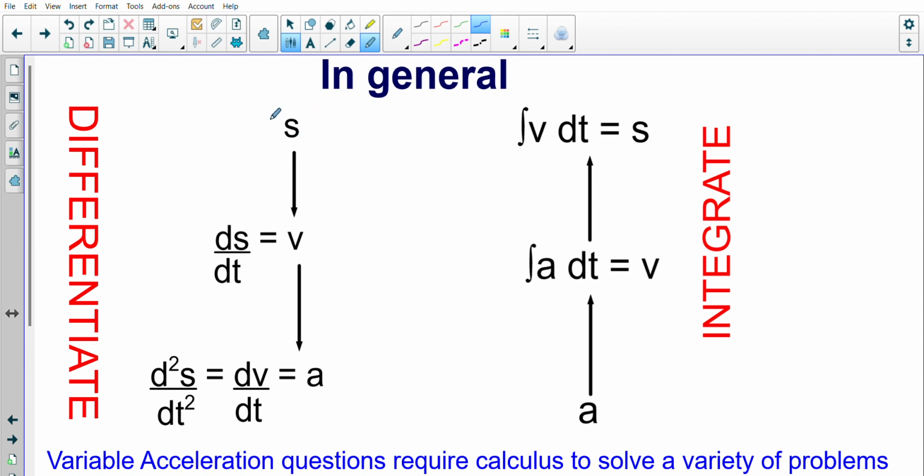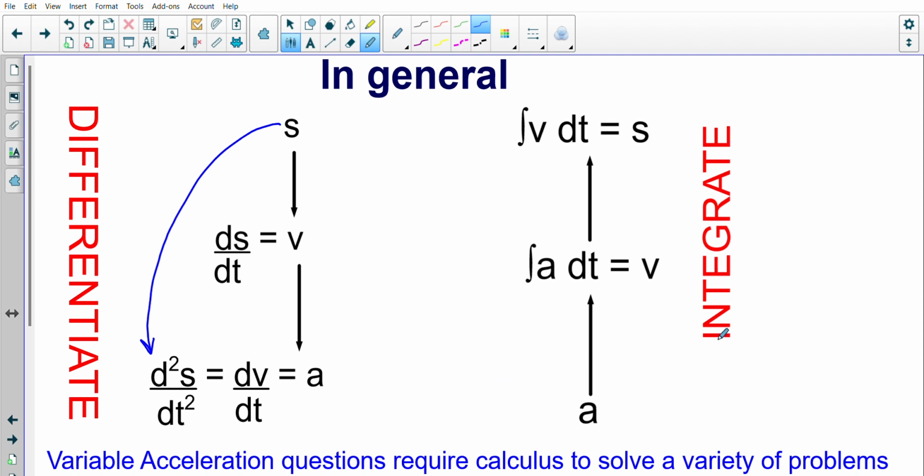So if we're given displacement, we can differentiate the displacement to get the velocity, because the velocity is the rate of change of displacement. And then we could differentiate the velocity to get acceleration, because acceleration is the rate of change of velocity. You could also go straight from displacement to acceleration by doing the second derivative, so differentiating twice.